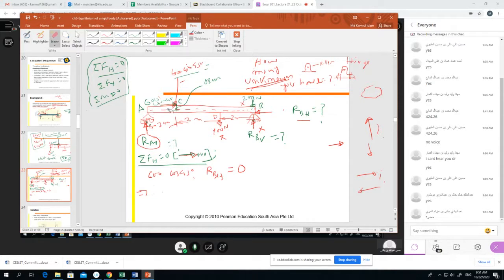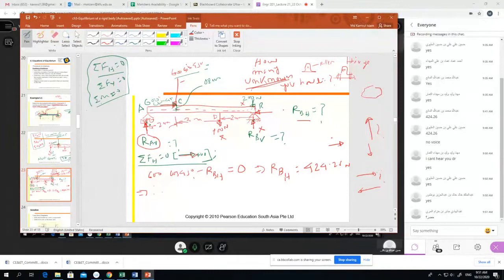So this force is in the positive direction, and this force is in the negative direction, so we write down minus. So we get the result RBH equal to how much? 424.26, Newton or kilonewton, anyway, Newton, right?